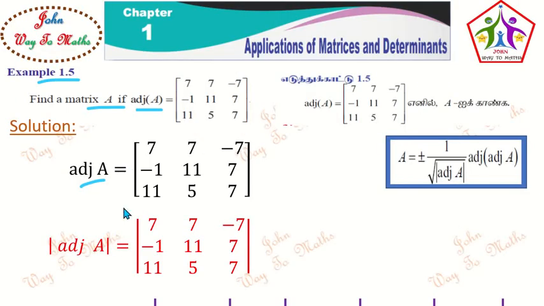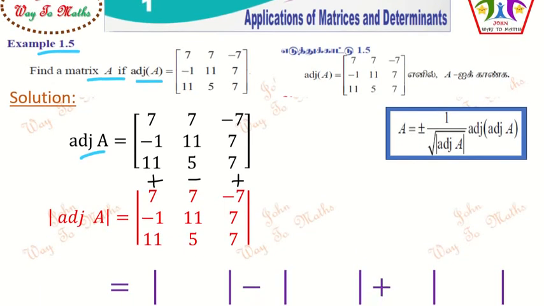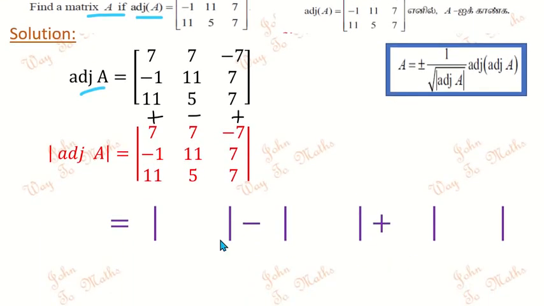So let's find the determinant of adjoint of A. The determinant of adjoint of A is equal to the determinant of the adjoint matrix. Using signs plus, minus, plus, we expand along the first row. Choosing the first element of the first row, its row and column get eliminated.